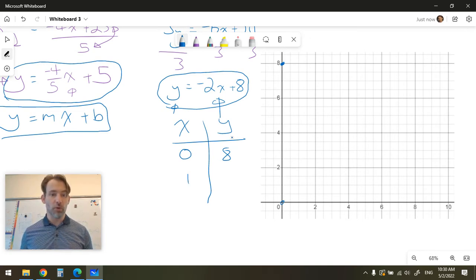Next, I could go over 1, and then I would have y is equal to negative 2 times x, which is 1, which is negative 2. Y is equal to negative 2 plus 8, which would be 6.